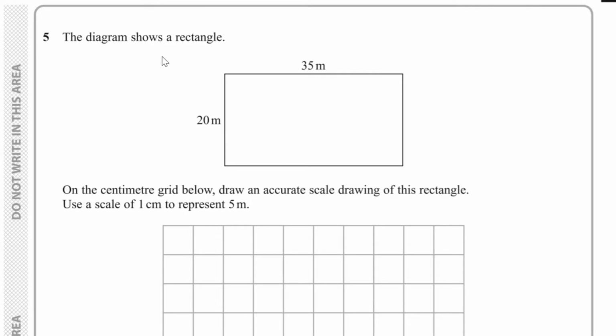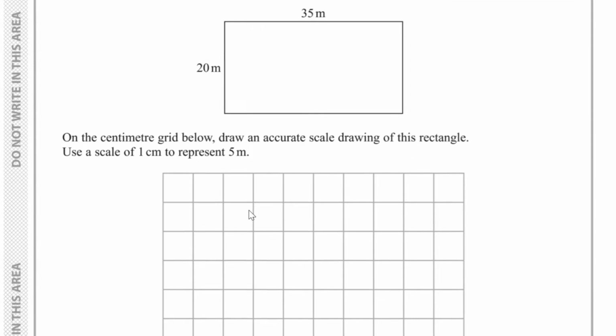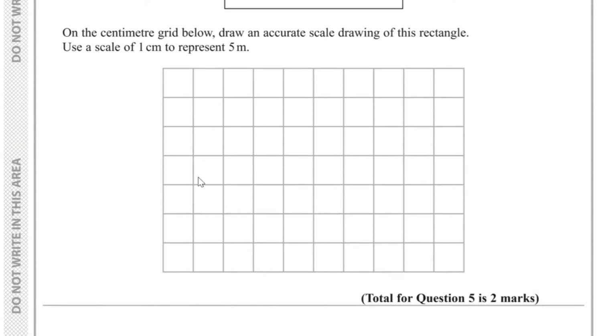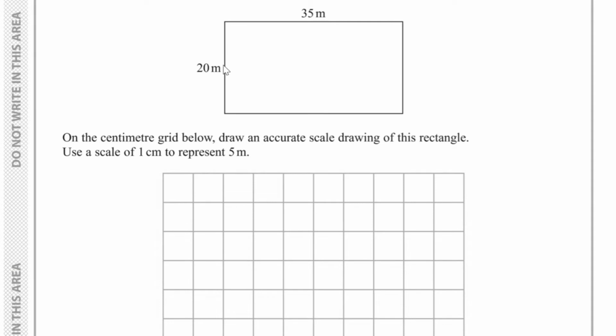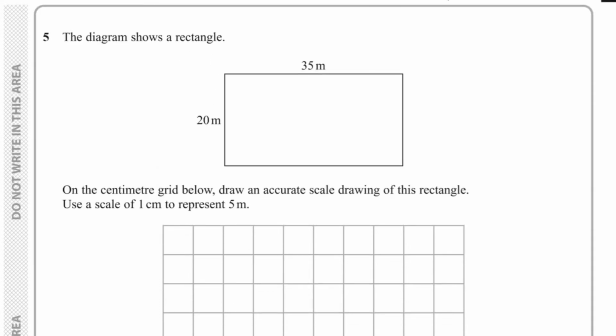Question number 5. The diagram shows a rectangle. We've got 20 meters and 35 meters for the dimensions, and on the centimeter grid below, we have to draw an accurate scale drawing of this rectangle. Use a scale of 1 centimeter to represent 5 meters. Well, to find out how many centimeters we should use for our scale, what we would have to do is 20 meters divided by 5 meters, which is 4.